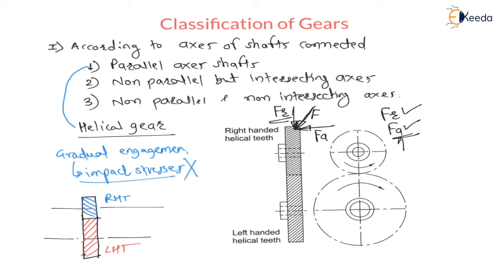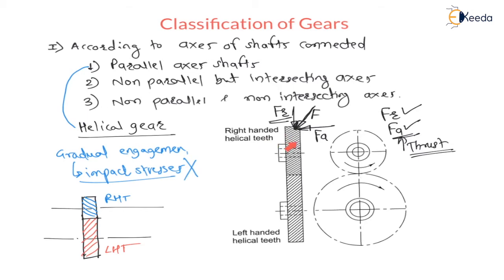Therefore, this axial load is called thrust. Means, in case of helical gear, there will be a radial load as well as a thrust load. And this is the disadvantage of helical gear. So the main points of helical gear are: the axes are parallel, and the teeth are cut straight and inclined to the axes, and the inclination is called helix angle or helical angle.